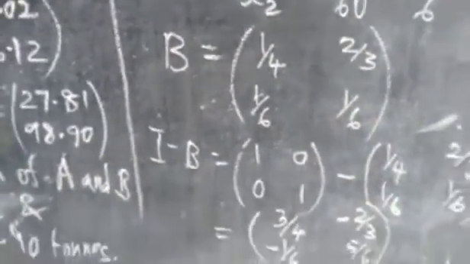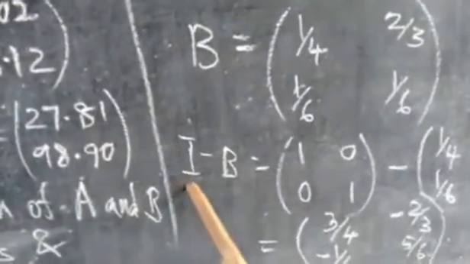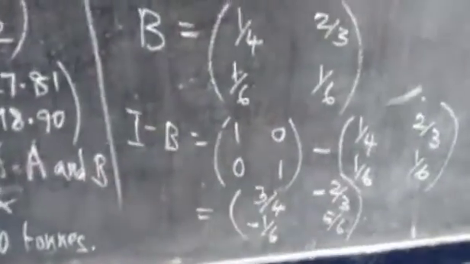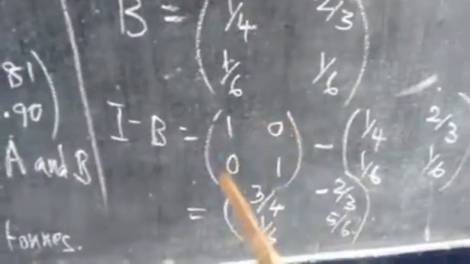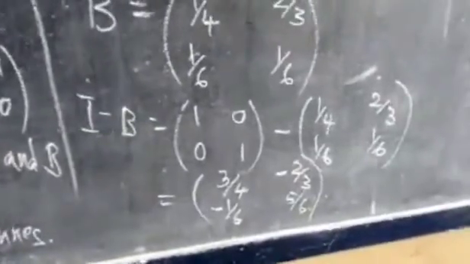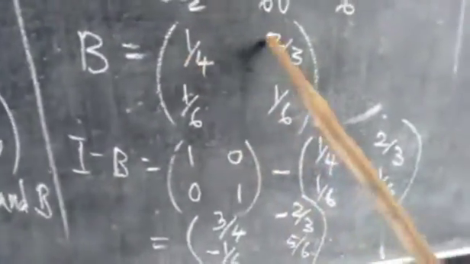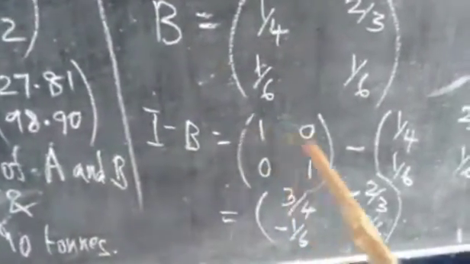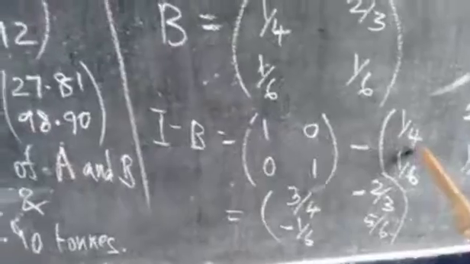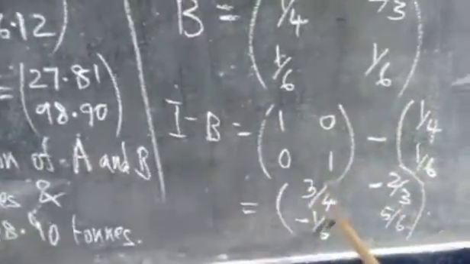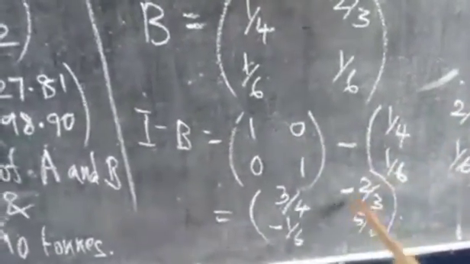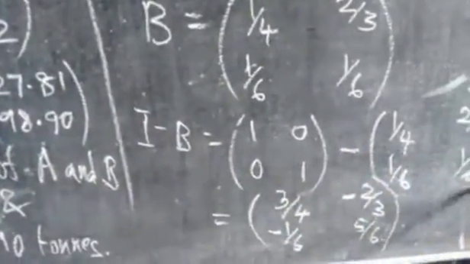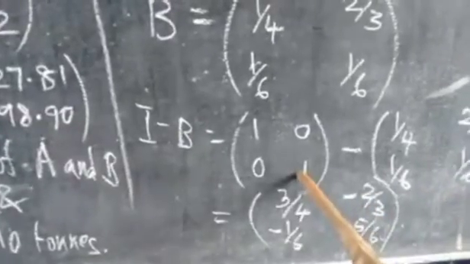Now we will go for, as usual, I minus B. We have to find it. I is what? Already many times I am saying, I is the identity matrix. So 1, 0, 0, 1. This is the form of the identity matrix. Minus B is 1 by 4, 2 by 3, 1 by 6, 1 by 6. Now let us subtract corresponding terms. 1 minus 1 by 4, take LCM. 4 ones are 4. 4 minus 1 is 3 by 4. 0 minus 2 by 3 is minus 2 by 3. 0 minus 1 by 6 is minus 1 by 6. 1 minus 1 by 6, let us take LCM. 1 6 are 6. 6 minus 1 is 5 by 6.